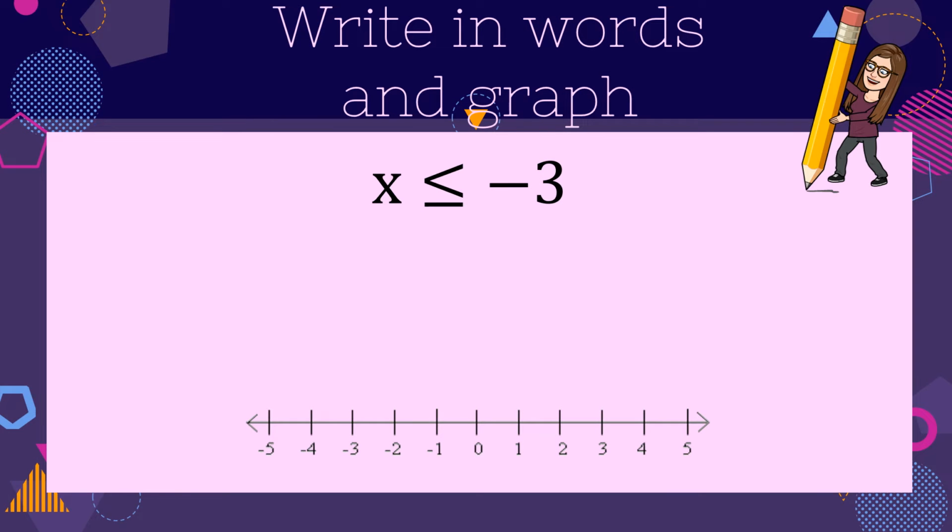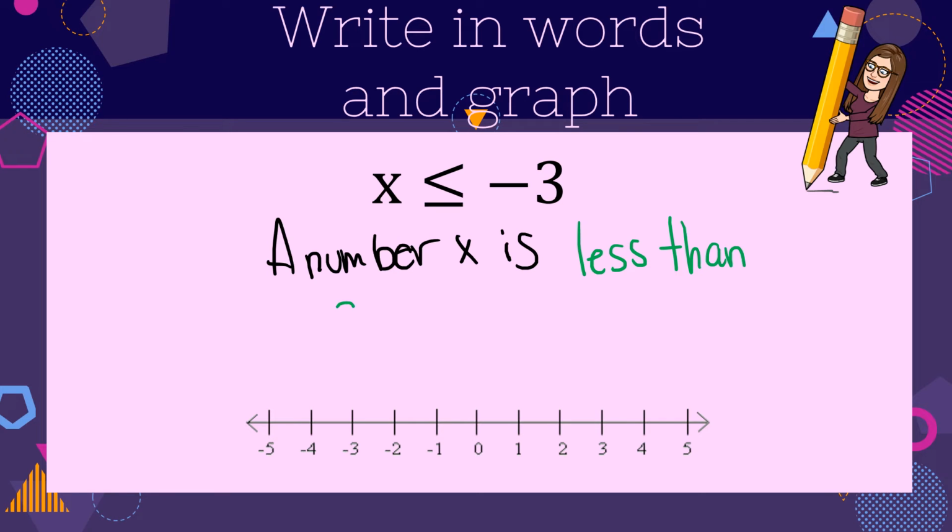Let's try another one. A number x is, let's read our symbol, less than or equal to, and our number is -3. Let's go to -3 on the number line.